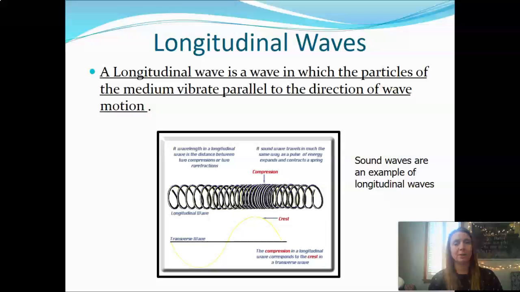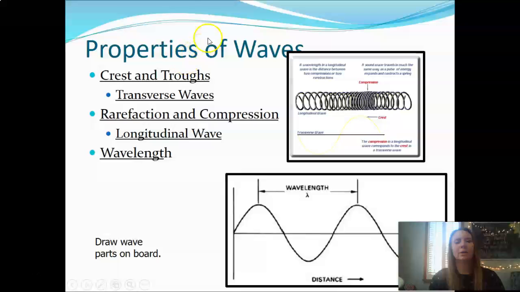Longitudinal waves are the other type of mechanical wave, and a longitudinal wave is a wave in which particles of the medium vibrate parallel. So think of a slinky. If I pulled a slinky, you'd be able to see the energy moving back and forth, back and forth. In longitudinal waves the medium moves parallel to the direction of movement, whereas in a transverse wave, they bob up and down. The properties we're going to talk about are slightly different in longitudinal and transverse waves, but they still carry energy with them.